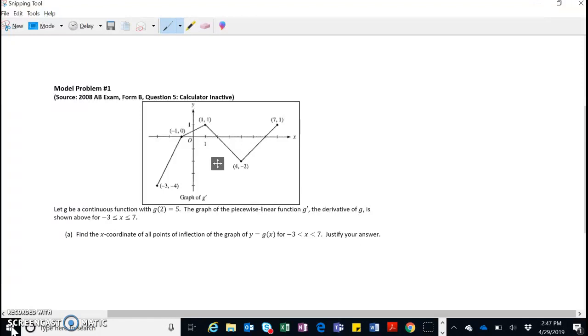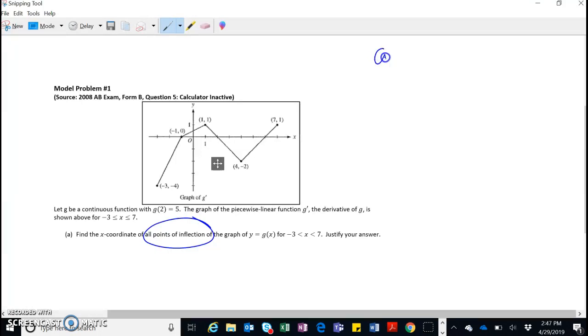We have a graph of G prime. We're told G is continuous with that initial condition, (2, 5). We have this piecewise linear function defining G prime, our derivative, from -3 to 7. First question is to find the x-coordinates of all points of inflection of G for our window.